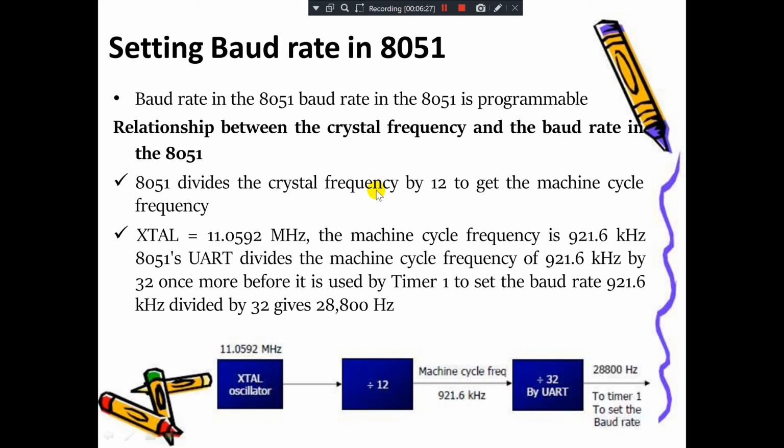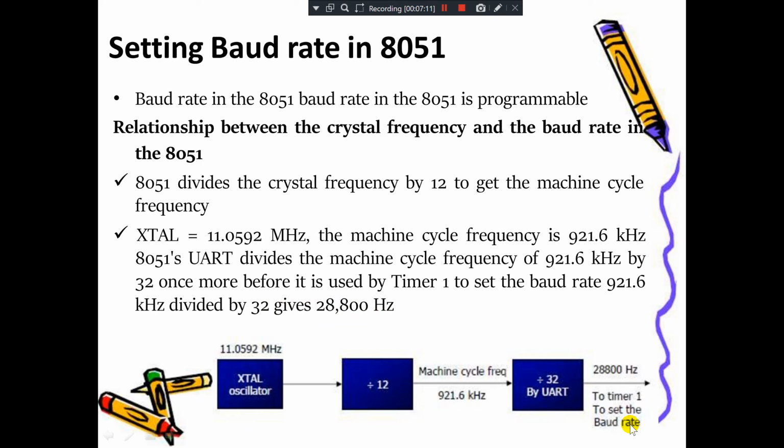We already discussed what the crystal frequency is, what the machine cycle in 8051 is, and we also know the crystal frequency of 8051, that is 11.0592 megahertz, in module 2. The machine cycle frequency is 921.6 kilohertz. How are we going to get this? The 11.0592 megahertz crystal oscillator is divided by 12, so the machine cycle frequency will be 921.6 kilohertz, and again it is divided by 32 by the UART, so we get 28,800 hertz, which will be fed to timer 1 to set the baud rate.